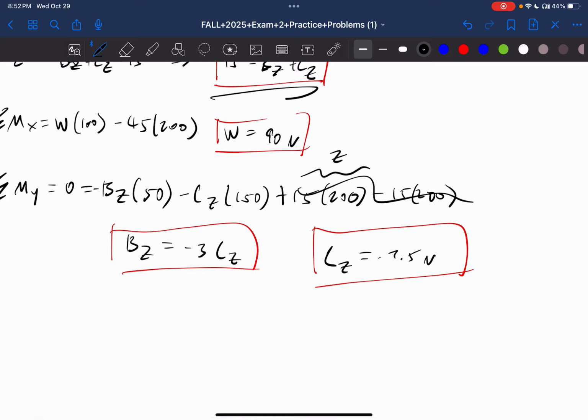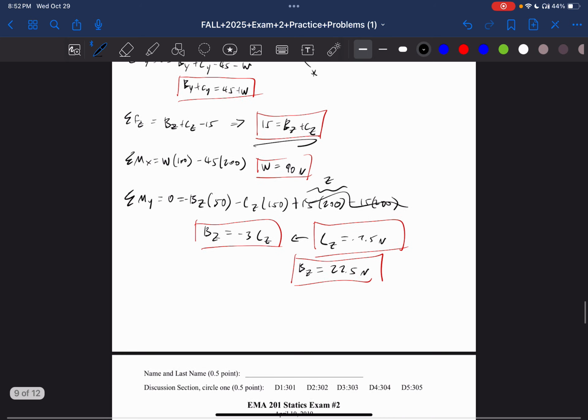Plugging this in here, we can find that BZ is going to be equal to 22.5 newtons. So take this, plug it in there. And that's all we can solve for now. Let's do the sum of the moments in the z direction then.